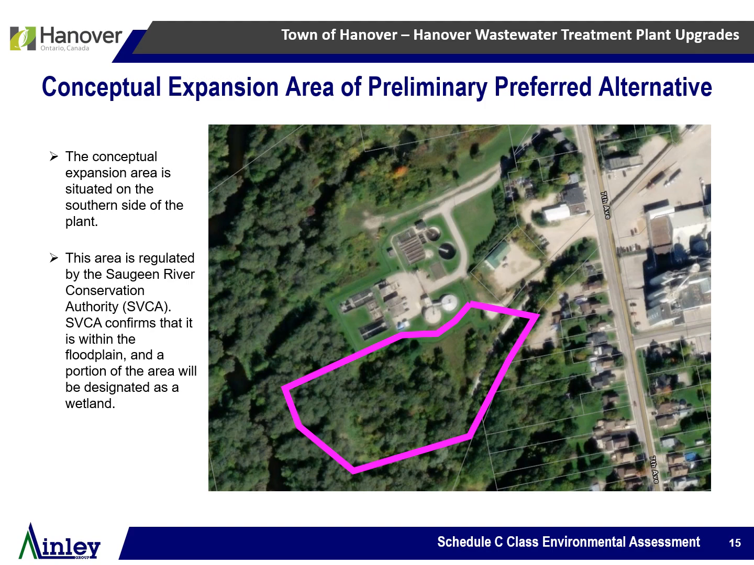Following from the selection of Alternative 6, presented here is the conceptual expansion area of the preliminary preferred alternative. The conceptual expansion area is situated on the southern side of the existing plant. This area is regulated by the Saugeen Valley Conservation Authority, and the SVCA confirms that it is within the floodplain, and a portion of the area will be designated as a wetland.